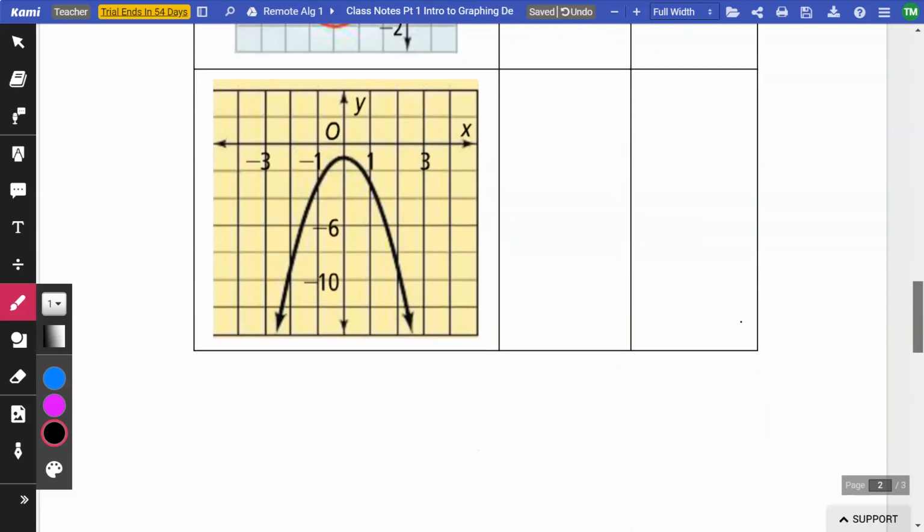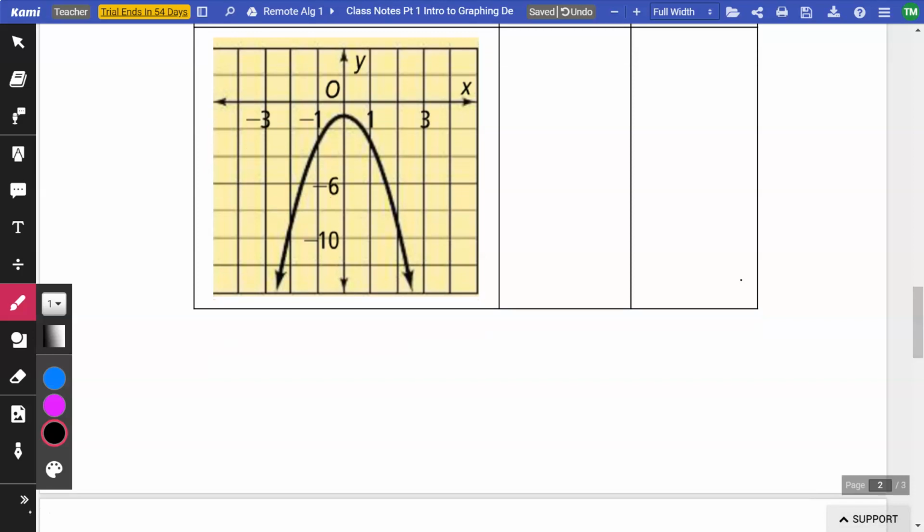Now let's do the third one. So this parabola doesn't actually hit the x-axis. So we have no x-intercepts. And that's perfectly fine, because remember last week we learned how to deal with that.